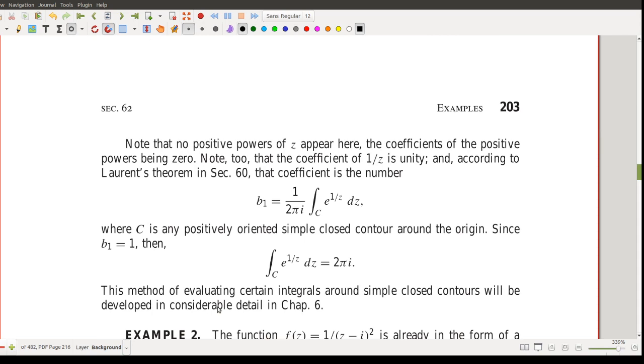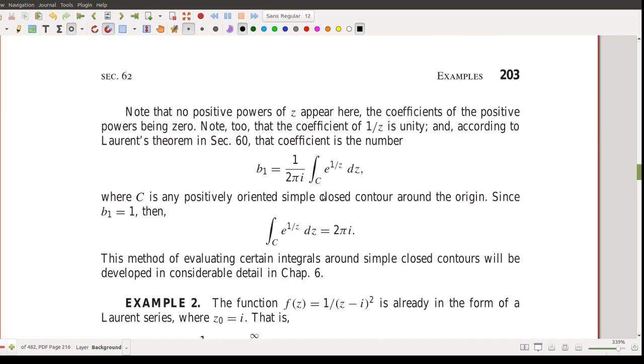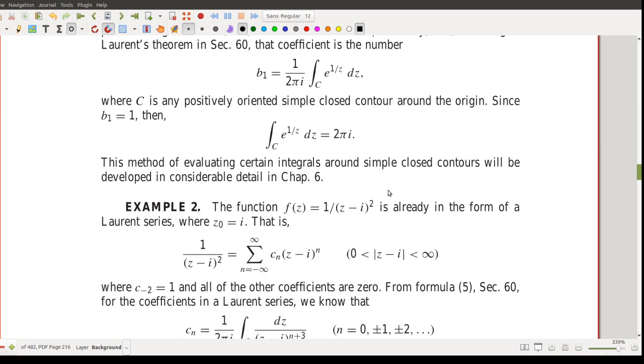Similarly, there are some examples discussed after this one, that is f of z equal to 1 by (z minus i) whole square. This 1 by (z minus i) whole square is equal to sigma n equal to minus infinity to infinity c_n (z minus i) whole raised to n. That is, we expect a series expansion for this function.